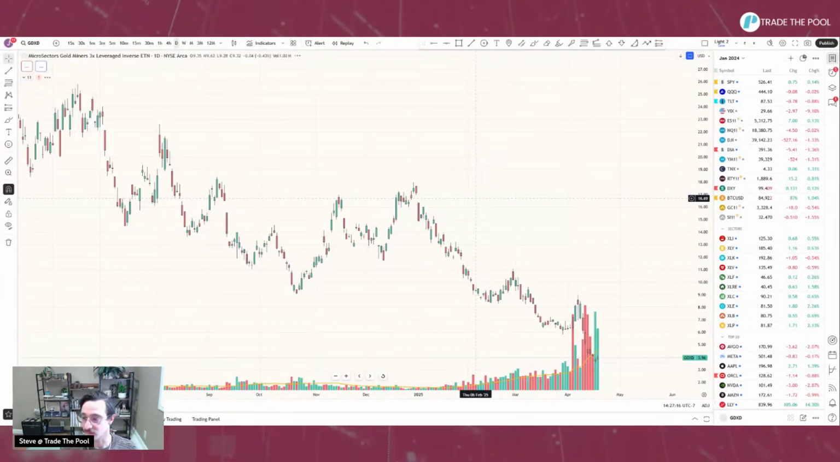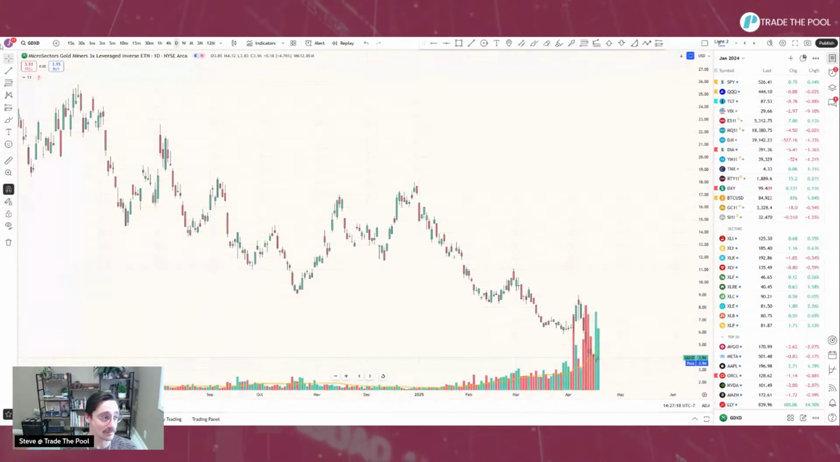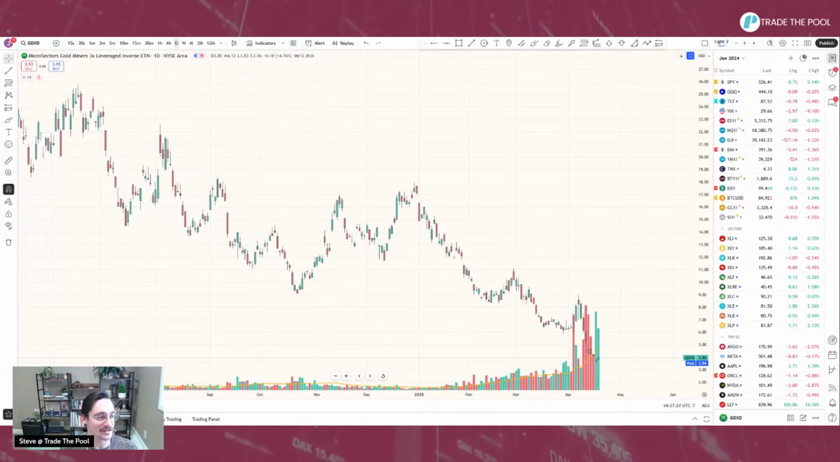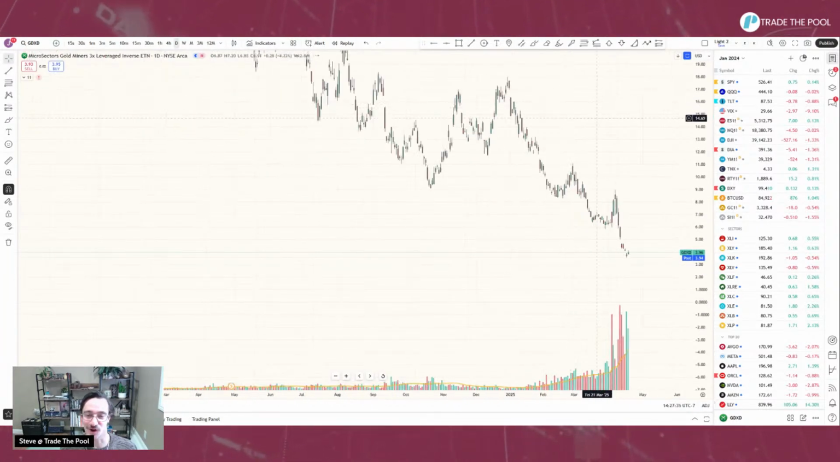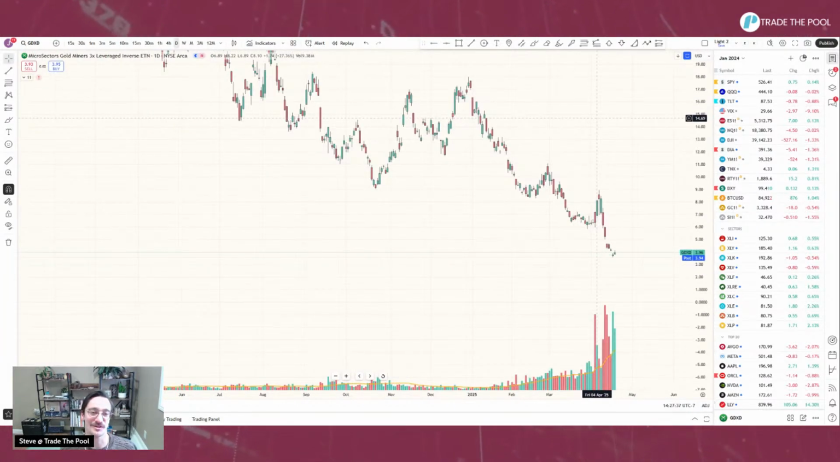GDXD. And I am going to also Google what GDXD is. I know it's gold related. Microsectors gold miners 3x inverse leveraged. Okay, so it sounds very similar to Dust here that I'm trading. And yep, the chart sure looks similar. So when miners go down, this goes up.